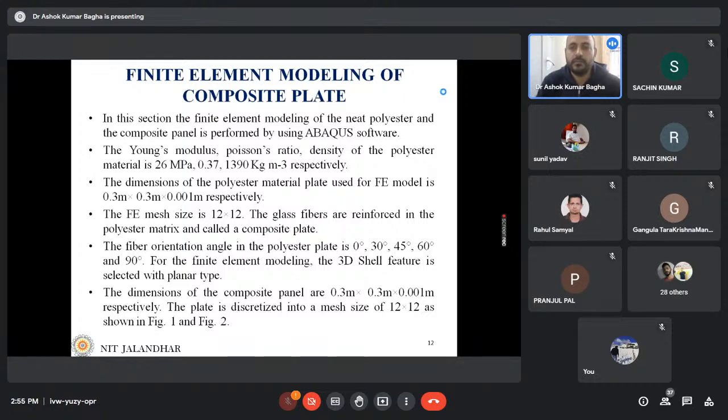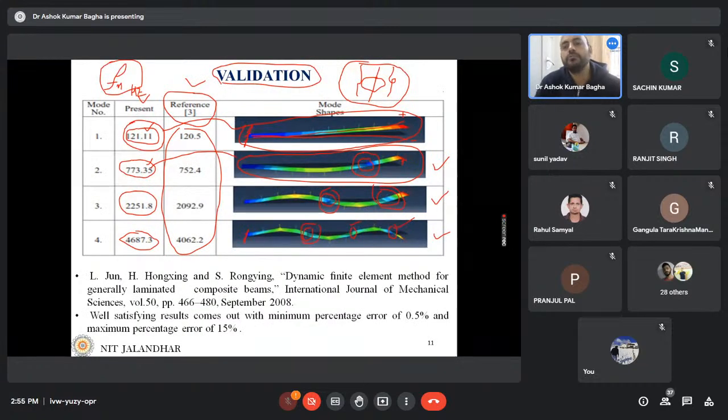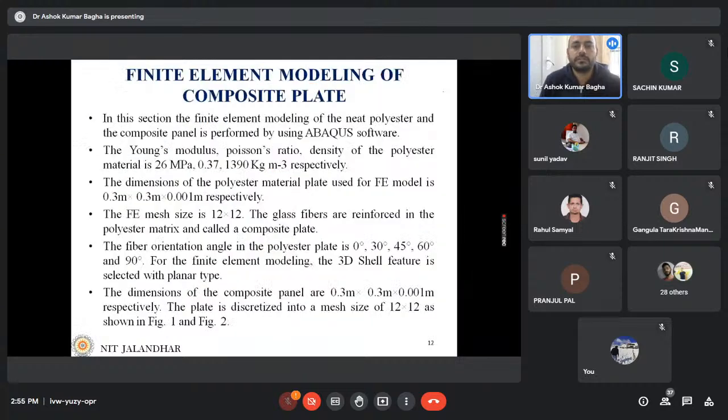So this is the example of the cantilever beam. You can say that it is a one-dimensional structure. Let us talk about a composite lamina or a plate. We know that a composite plate or a lamina is two-dimensional. Why is it two-dimensional? The third dimension, the thickness, is very, very small.